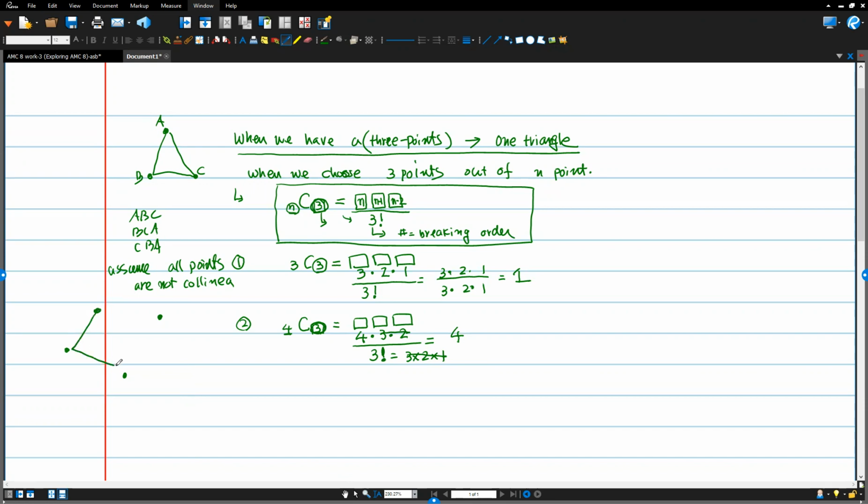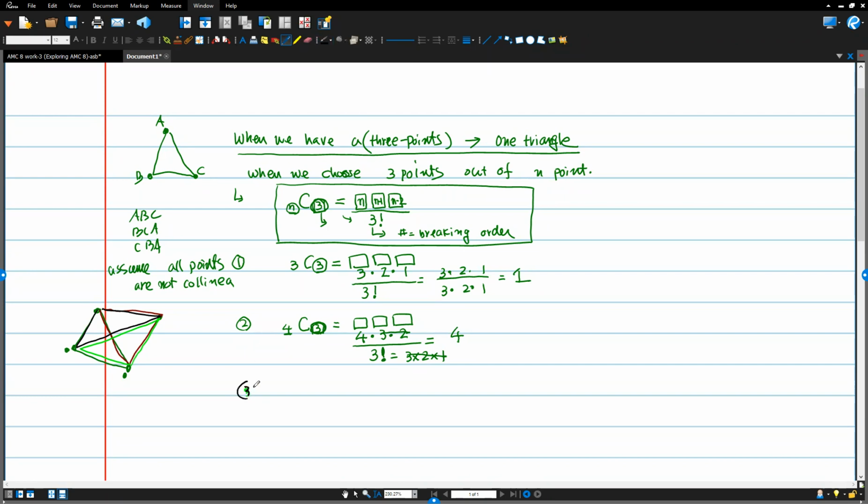1 triangle, oops, this one. 1 triangle, 2 triangles, 3 triangles, here 4 triangles. Okay, a little bit confused, right? Anyway, there are 4 triangles. Just one more over here.